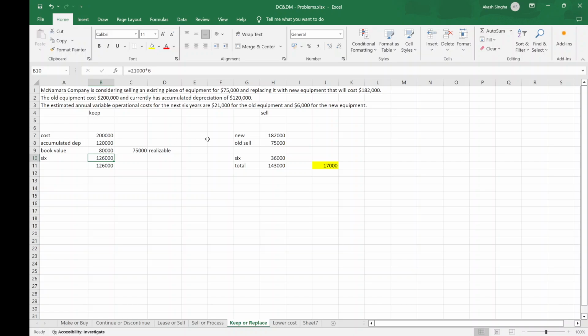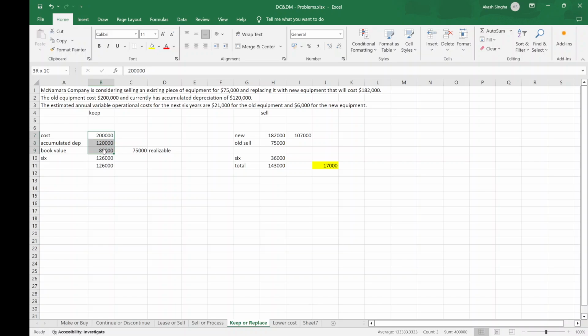Okay. If we buy the new one, we will incur a loss of 12,000 for cost and the old equipment will be sold at 75. So the total cost we will get is minus this much, right? And also 6 years at 6,000. So 6 into 6, 36,000. The total cost will be 107 plus 36, 143,000. And here the total cost is 126,000.